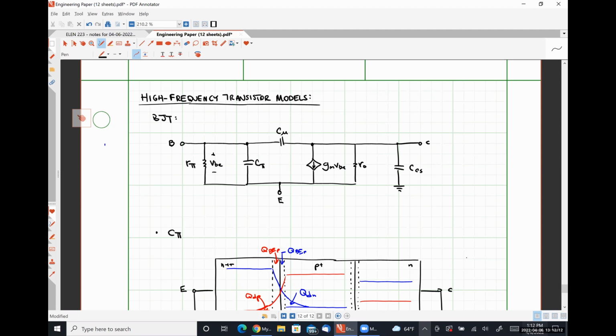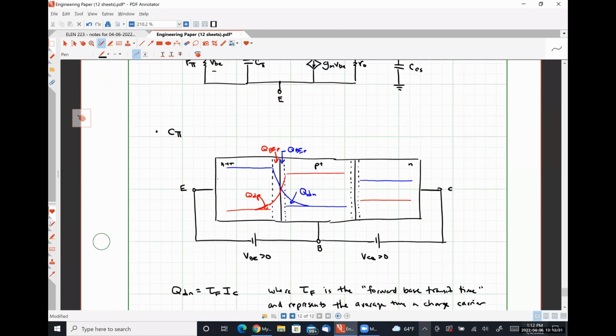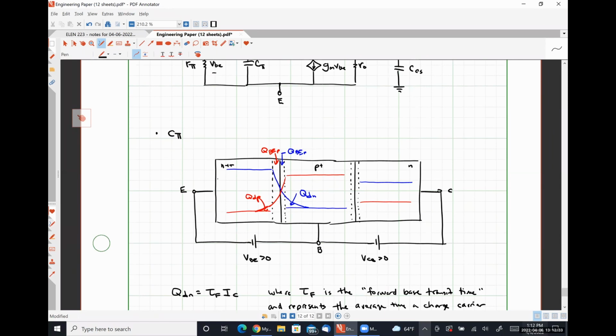So C mu is the capacitance seen between the base and collector terminals. It occurs due to the charge stored in the depletion region of the collector base junction. Okay, so this is a reverse bias junction where we have some amount of charge stored on each side of that junction, right?